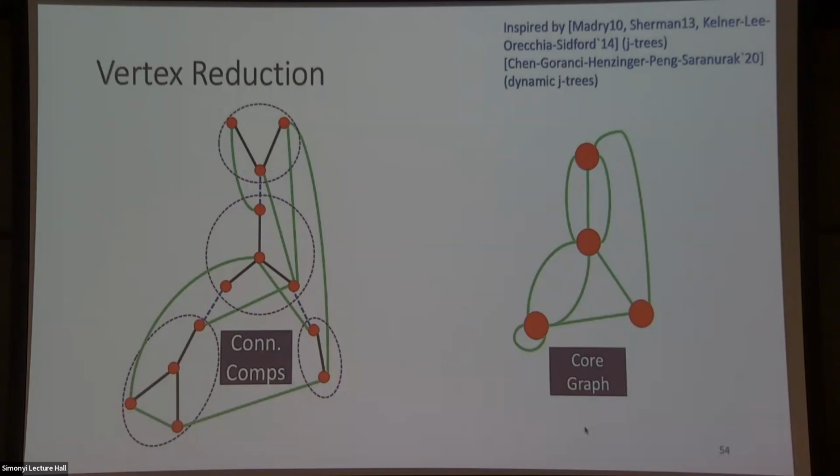And now the main point is that you can find good routings on this core graph, or a low stretch tree on this core graph, and then use those as the crossing edges to patch the original tree.